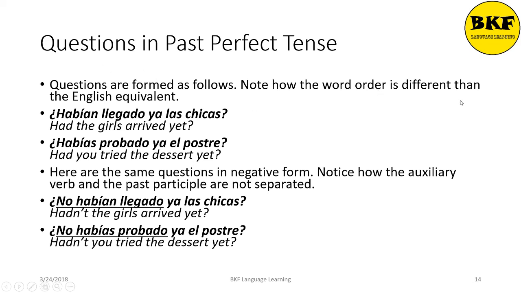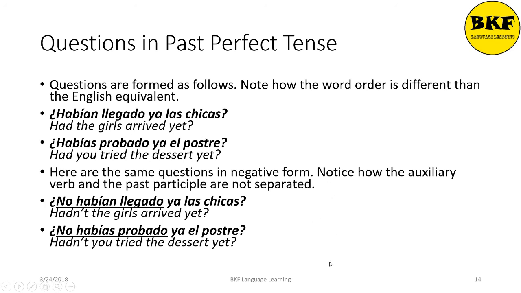Note how the word order is different than the English equivalent. So if I want to say had the girls arrived, I would say habían llegado ya las chicas. Now the girls is las chicas. Had arrived would be habían llegado, and yet is ya. The next sentence, had you tried the dessert yet? I would say habías probado ya el postre. Now had you tried is habías probado, yet is ya, the dessert is el postre.